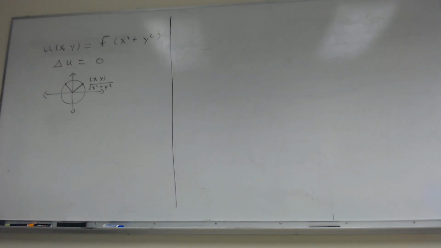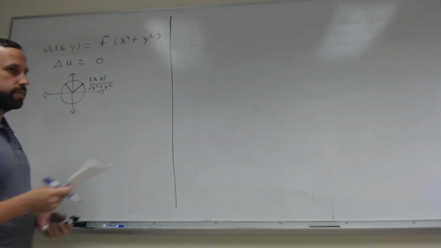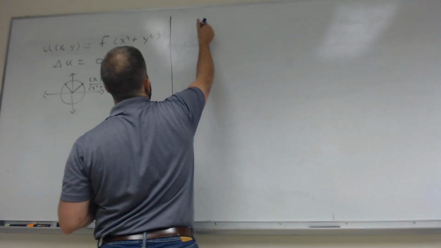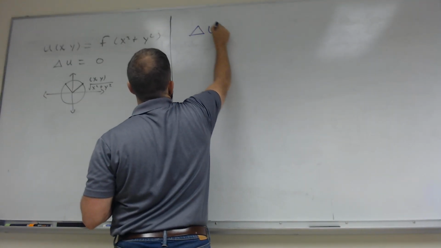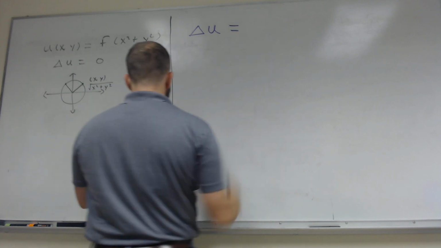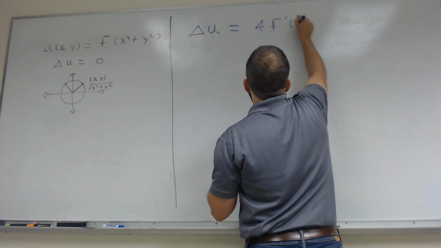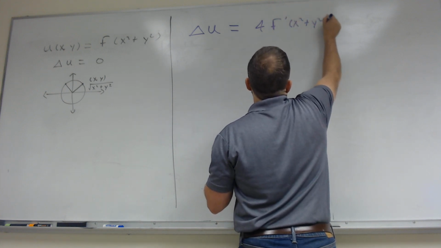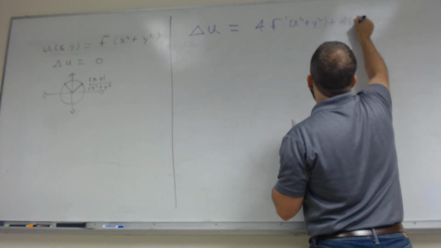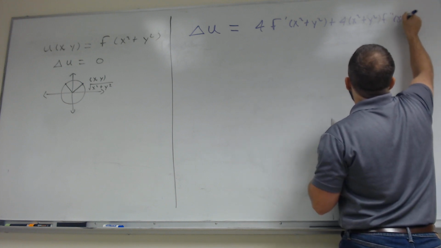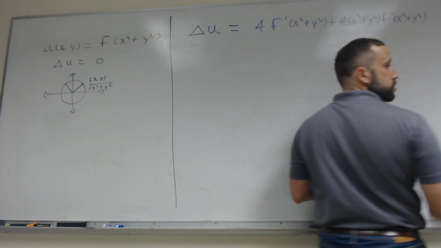Okay, so now what I'm going to do, actually I'm not going to do it, but I'm going to let you guys do this as an exercise because again, it'll be good practice with the chain rule, which is always kind of a tricky thing to apply, or it can oftentimes in this class be a tricky thing to apply. I want you to show that if u is defined this way, the Laplacian of u is equal to 4 times f prime of x squared plus y squared plus 4 times x squared plus y squared f double prime of x squared plus y squared.